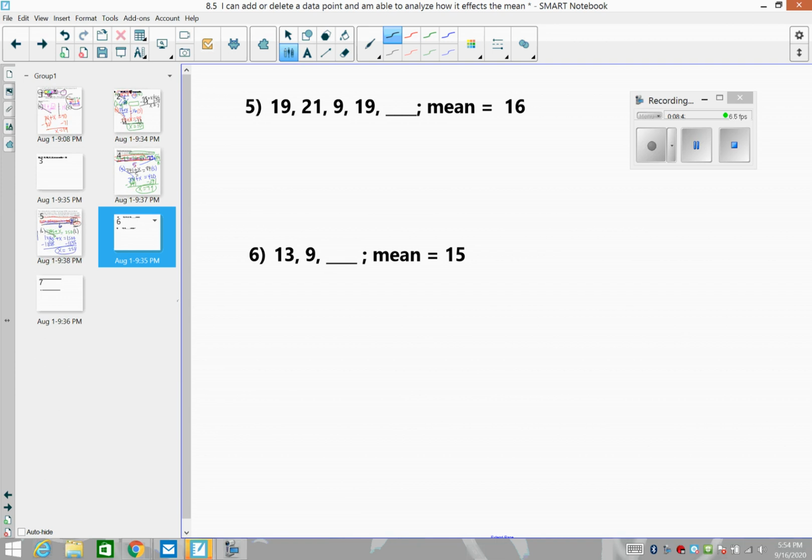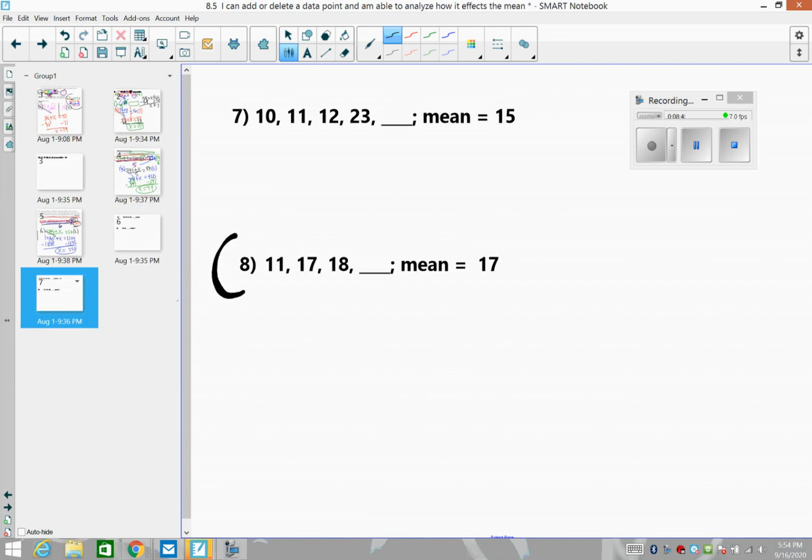Let's have you try number 8. Pause the video and try number 8. Think of this like test scores. These are the first 3 test scores. What do you need to get on the 4th one to get an average of 17? Go.